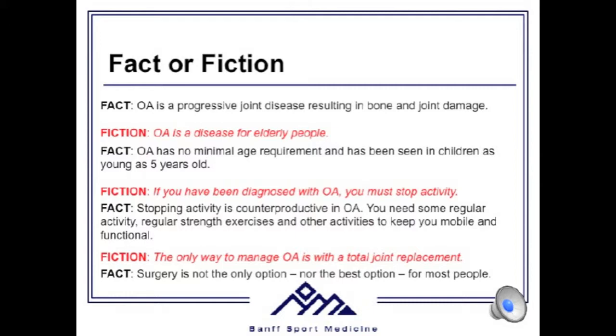Fiction: if you've been diagnosed with OA, you must stop activity. Fact: stopping activity is counterproductive in OA. You need some regular activity, basic strength exercises, and other activities to keep you mobile and functional. Fiction: the only way to manage OA is with a total joint replacement. Fact: surgery is not the only option, nor the best option for most people.